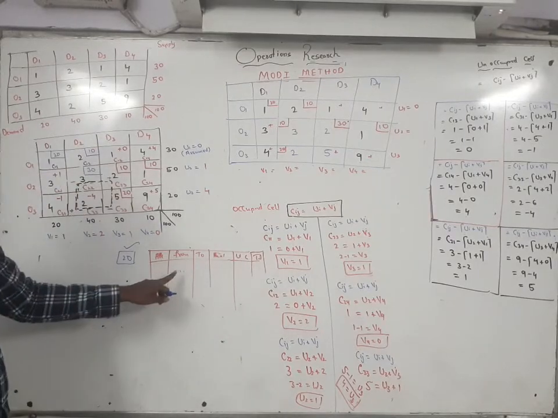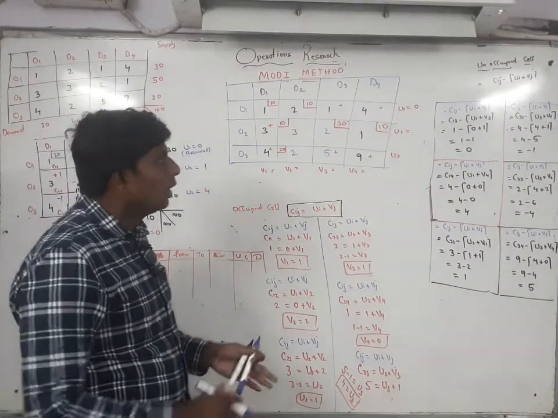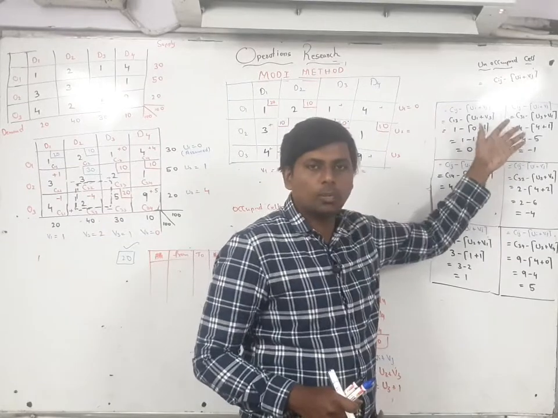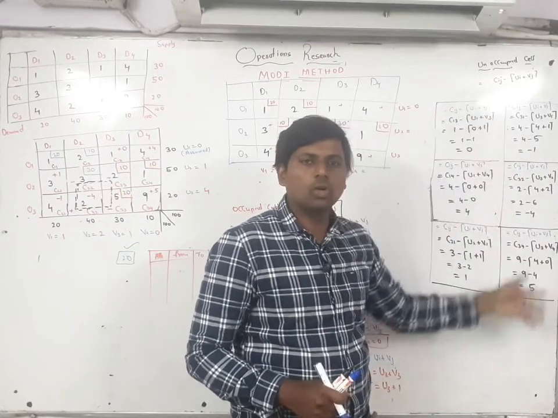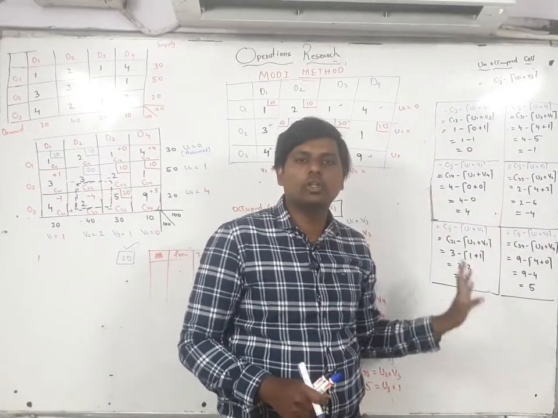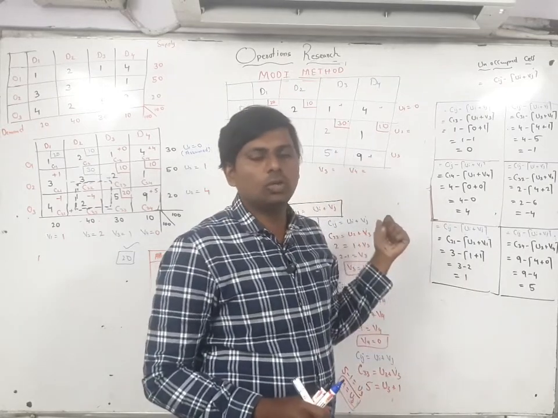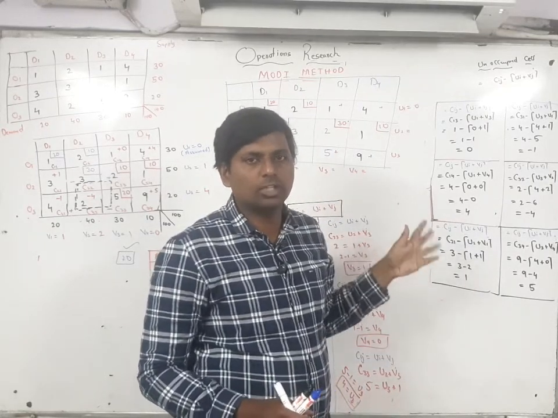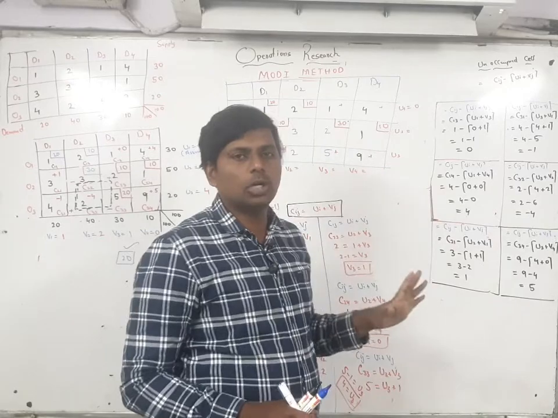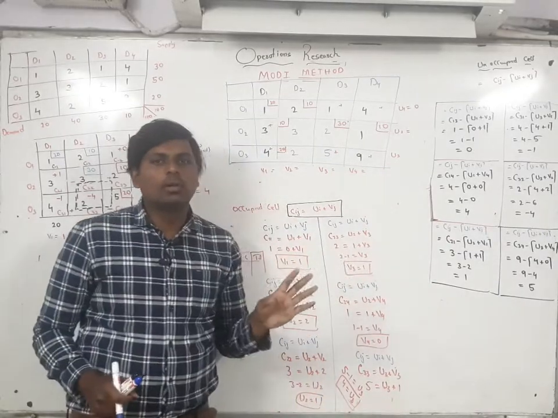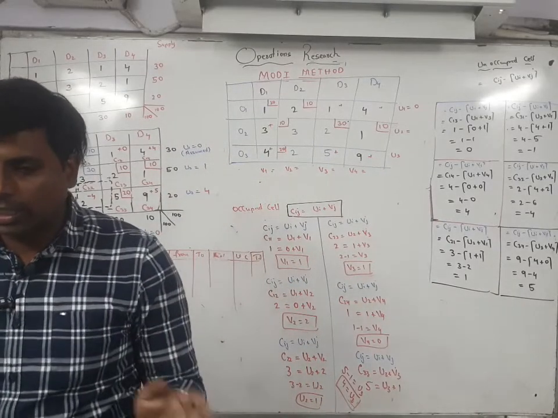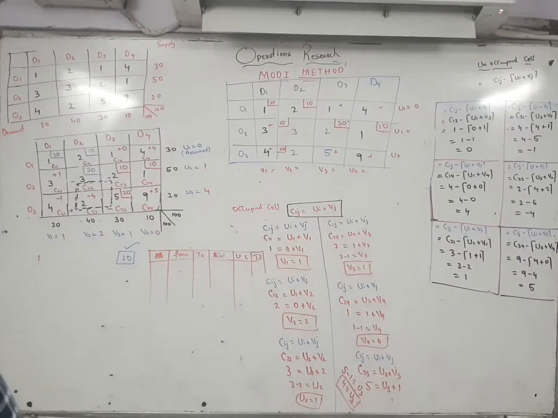Like this, allocation from. When do you go for it? In unoccupied cells, if all the values you are getting are positive, then only you can go for it. Otherwise you have to repeat this procedure. At least 3 times you have to repeat, then only you will get the final answer. The first time you may also get it, but in most problems you will get the answer in 3 times. So you have to remember this.